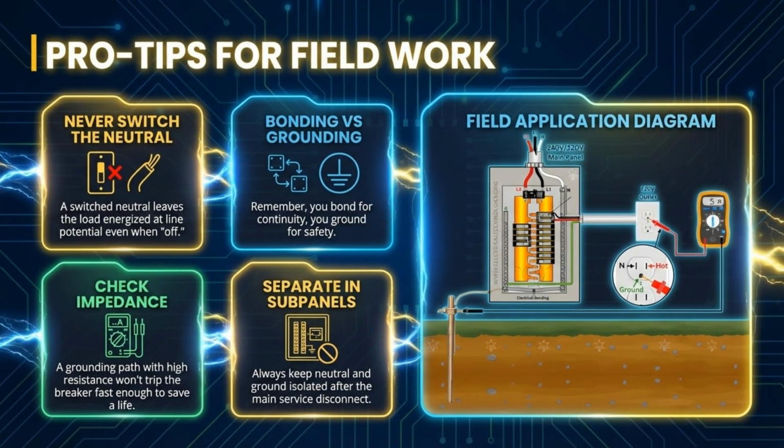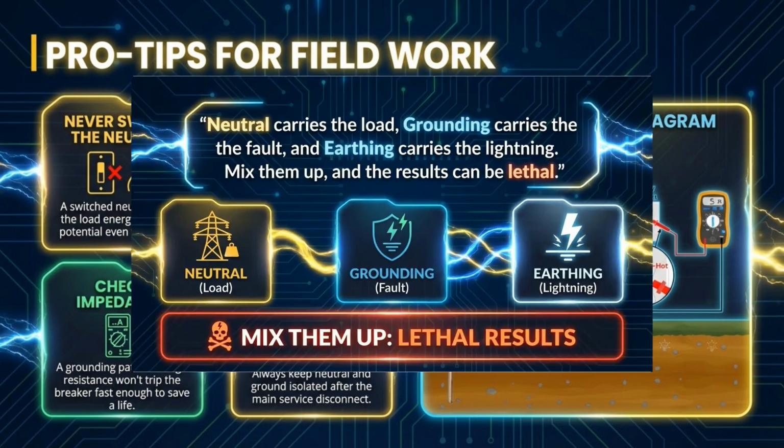Here are some pro tips for fieldwork. Never switch the neutral. Remember to bond for continuity and ground for safety. Always keep neutral and ground isolated after the main service disconnect in subpanels. Finally, always check the impedance of the grounding path.